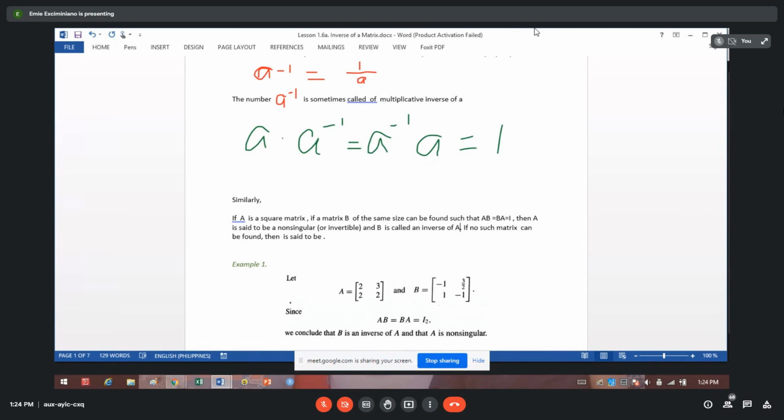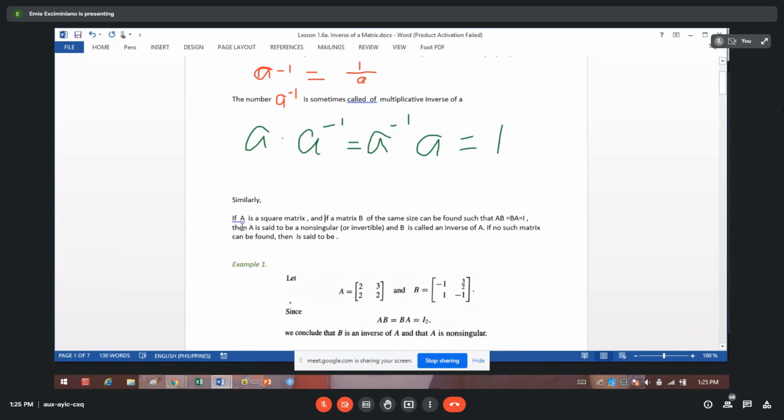If A is a square matrix, and if a matrix B of the same size can be found such that AB equals BA, and it is equal to an identity matrix whose size is n by n, then A is said to be non-singular or invertible, and B is called an inverse of A.